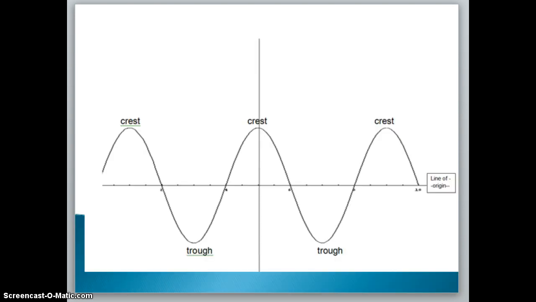Now, just to refresh our memory in terms of the different parts of a wave, you have the line of origin where that wave starts. You have the crest, which is the top part of the wave. You have the trough, which is the bottom part of the wave. And you can see the complete waves in this illustration.